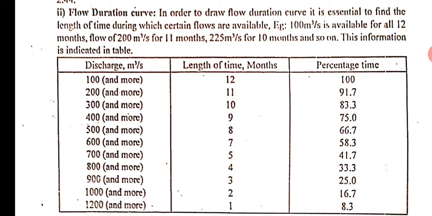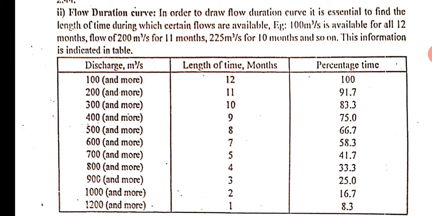Okay, and then the percentage. How will you calculate the percentage? Now you see 12 months is equal to 100 percentage. So 1 month is equal to 8.33 percentage. Okay. So 100 divided by 12 is 8.33. So for 1 month I will show 8.3. 2 months it is 16.7. 3 months it is 25. 4 months it is 33%.